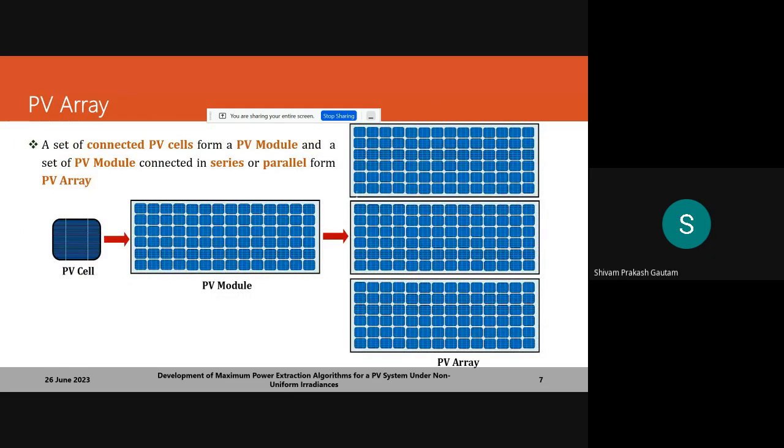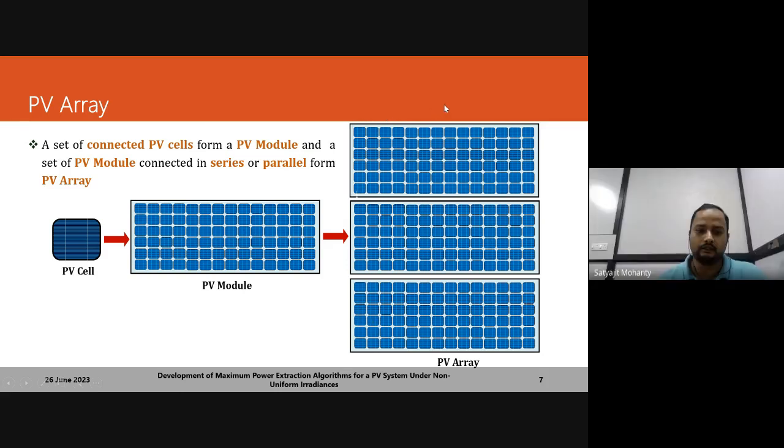Excuse me, sir, can you please hide that bar which is showing you are sharing? Yes. Thank you. Fine.